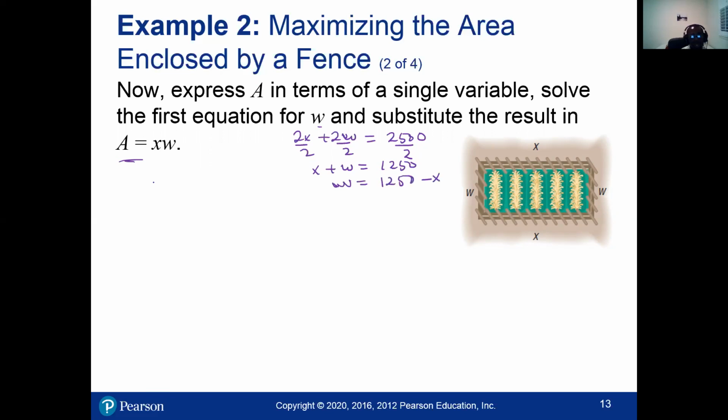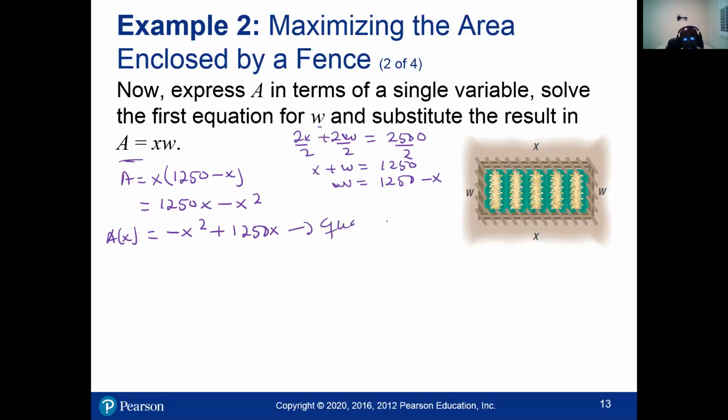Therefore the area A is equal to x times w, and w is 1,250 minus x. When I express this, if you distribute the x over, that gives me 1,250x minus x squared, which is the same as, if you rearrange, negative x squared plus 1,250 times x. So this is the area. Now the area is in terms of x, and we note that this is a quadratic function.